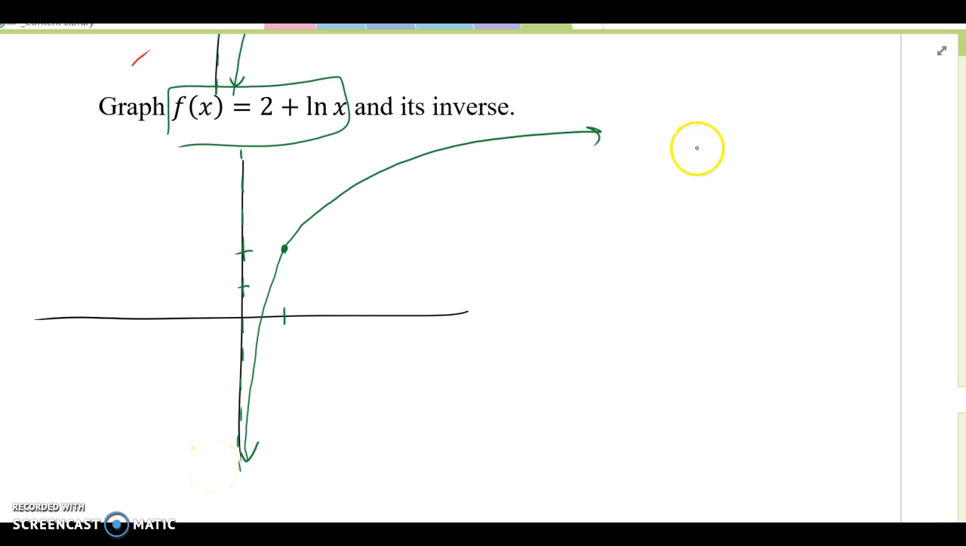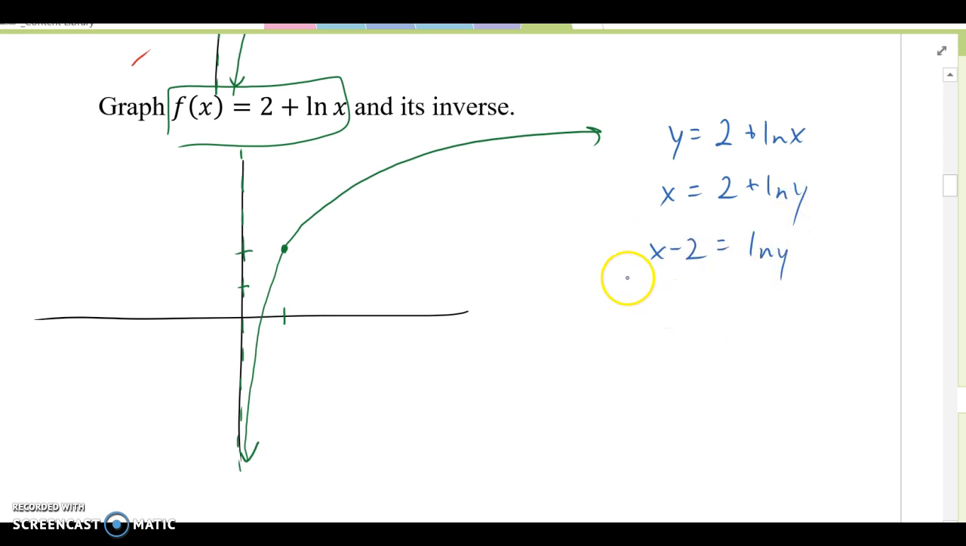And finding the inverse, if we know that y equals 2 plus the natural log of x, then our inverse is x equals 2 plus the natural log of y. So x minus 2 equals the natural log of y, and if we exponentiate, we get e to the x minus 2 equals y. So in this case, f inverse of x equals e raised to the x minus 2.